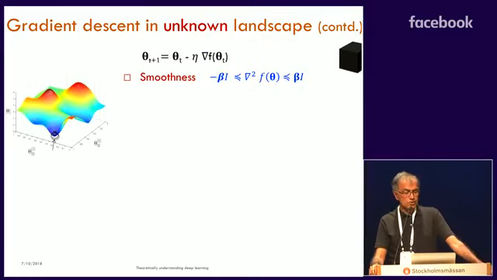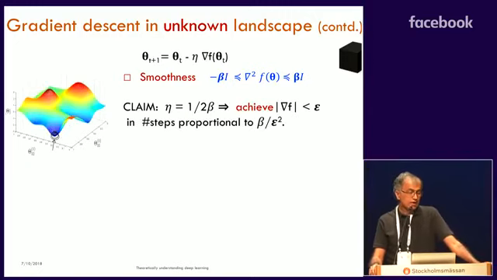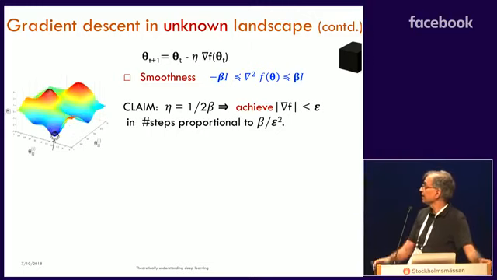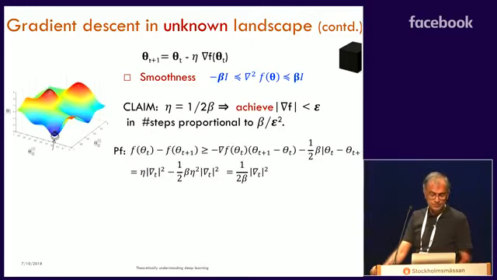OK, so now there's a bound on the second derivative. What happens? The claim is that if you make small enough steps, so this learning rate is less than 1 over 2 beta, then you make the gradient norm smaller than epsilon in a number of steps proportional to beta over epsilon square. So beta is this bound on the second derivative, and epsilon is how small we want the gradient to get.